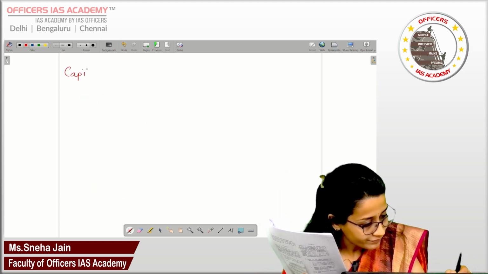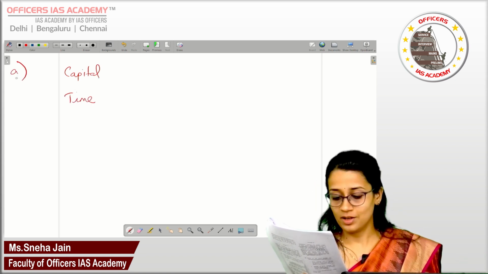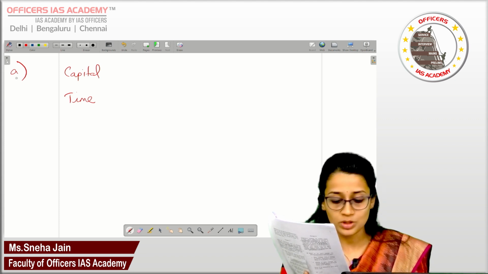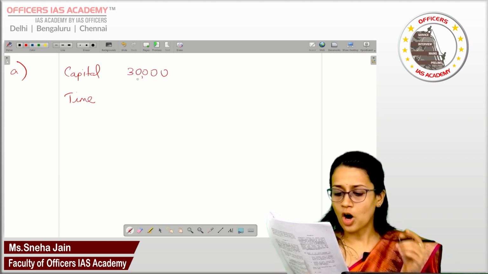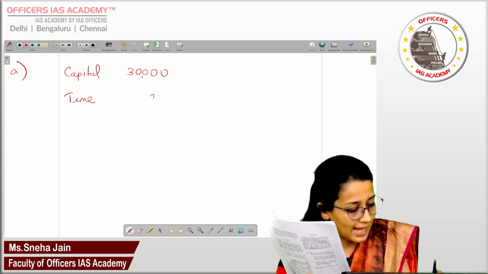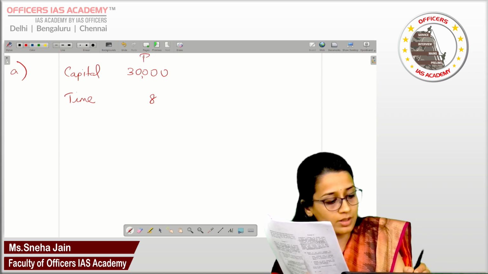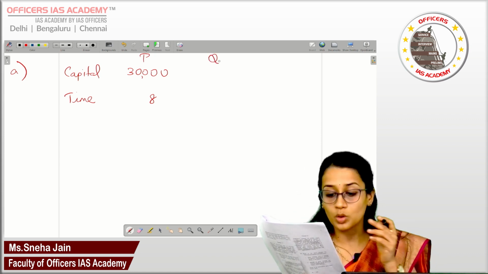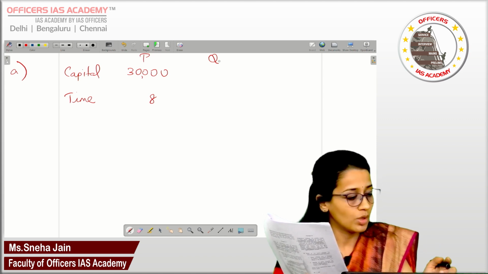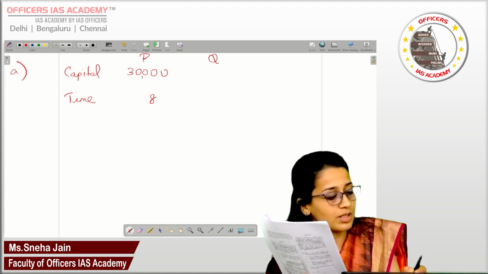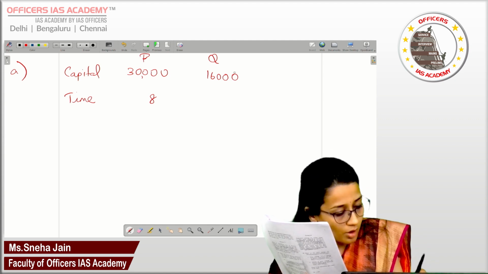Capital and time. Okay. So, if I take the option A, which says that the capital contributed by P is 30,000. Okay. Now, for how many months has P invested? 8. If P has a capital of 30,000, what would be the capital of Q? The question says that P is putting 14,000 more than Q. So, this is 14,000 more than Q. So, Q should be 16,000. Q has invested for 10 months.